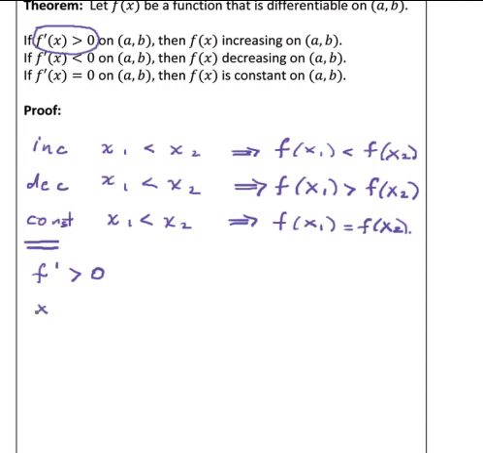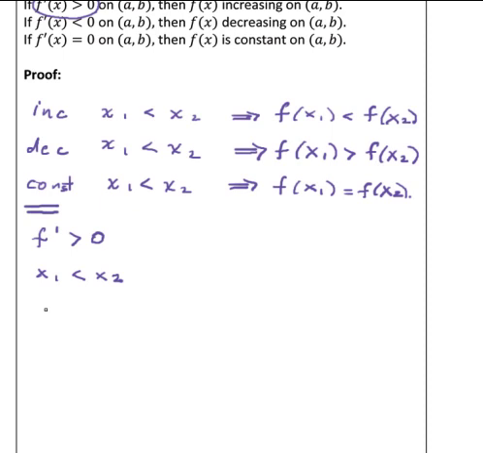Let's suppose we have two points, x1 less than x2. Then we have to show that f of x1 is less than f of x2. Here's where the mean value theorem comes in. We know we have some point c, in between x1 and x2, such that f prime of c is equal to the slope of the secant line, f of x2 minus f of x1, over x2 minus x1.